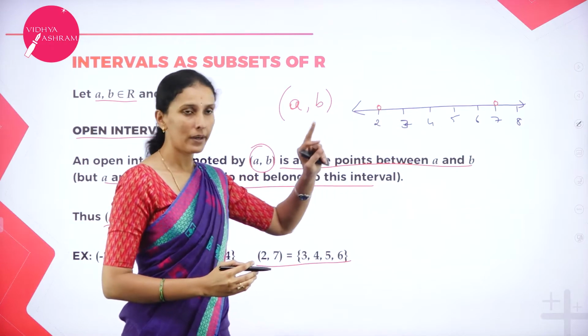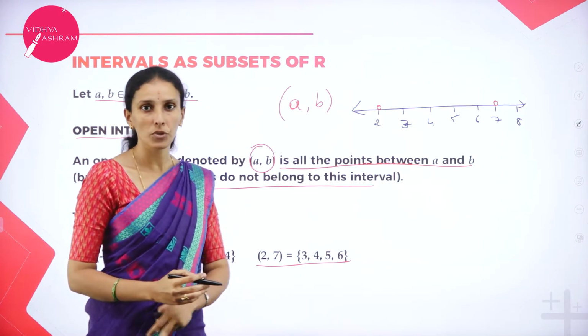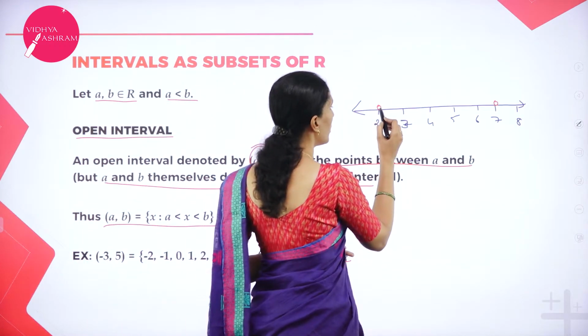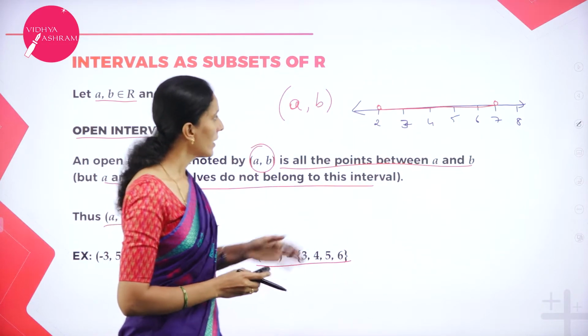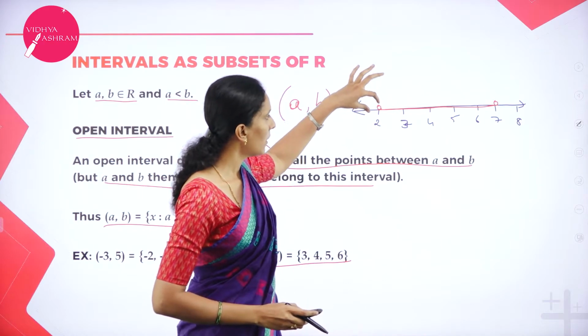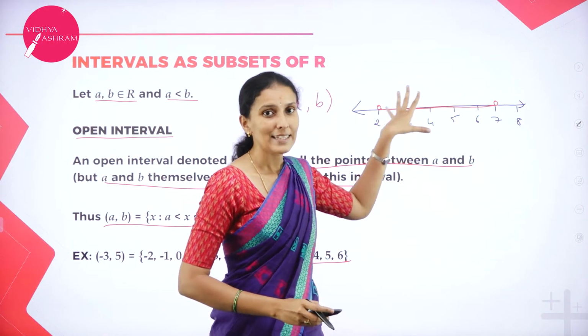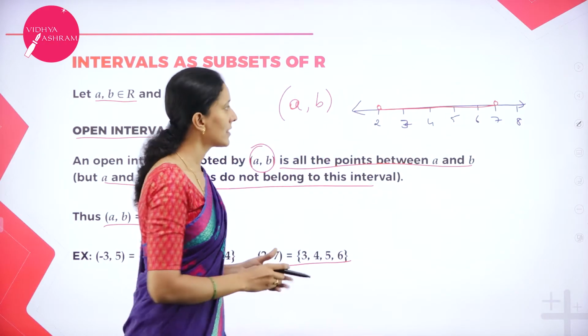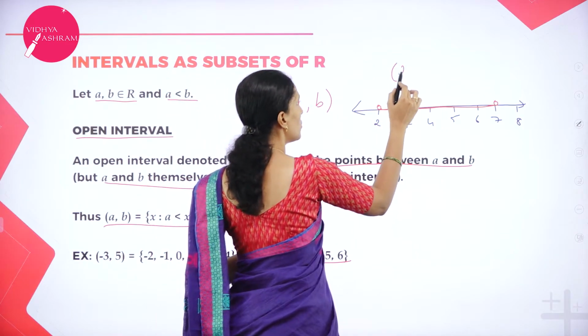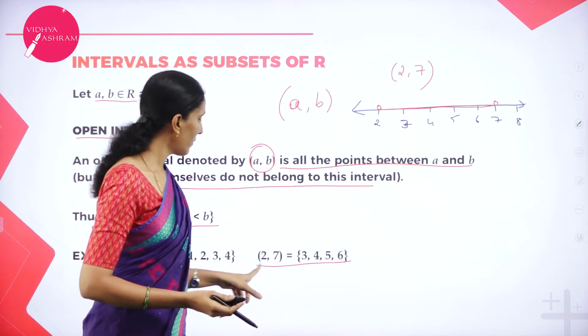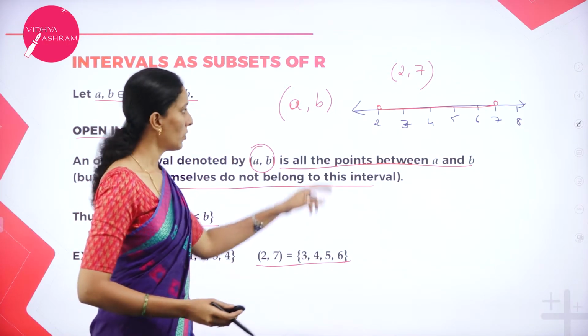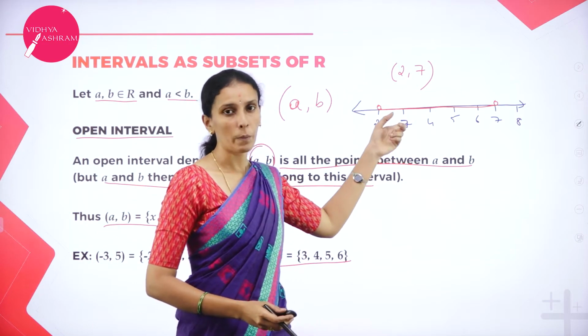This is the real number line. You can take all the numbers from 2 to 7. So therefore, you will draw like this. This means you can take any number between 2 and 7 except 2 and 7. And this is denoted by the interval (2, 7). This is the real number line. Here I have taken only the integer part. So this is how we will represent any open interval.